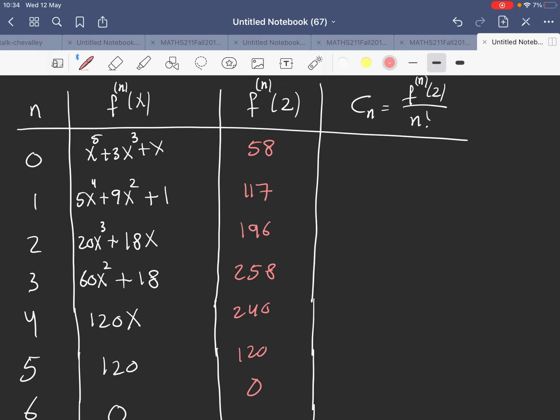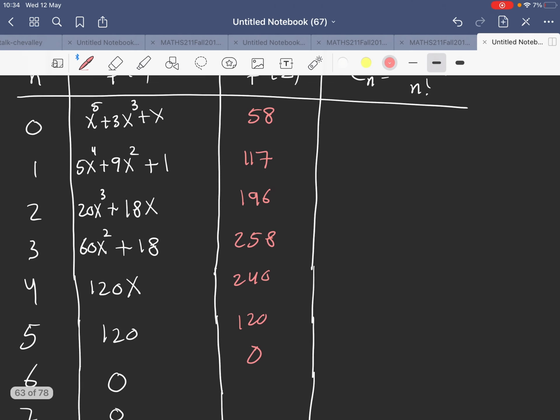120, and then 0. Now for each one of these we have to divide by the n factorial. So this will be 58, this will be 117. Now 196 divided by 2 factorial, this is 98. Now 258 divided by 3 factorial, this is 43. Now 240 divided by 4 factorial, this is 10, this is 1, and those are zeros.